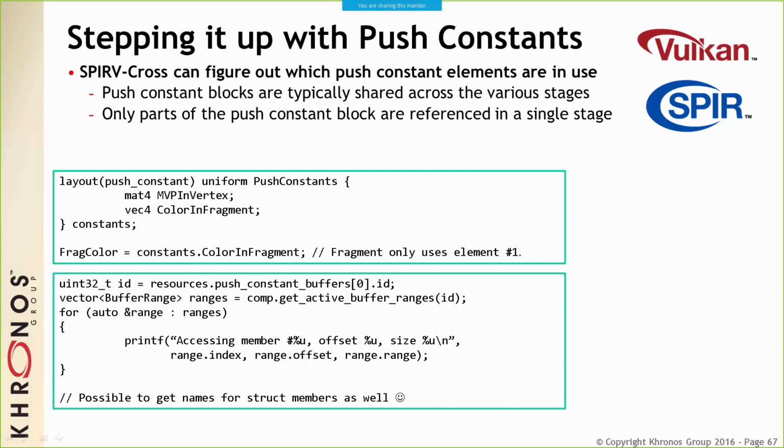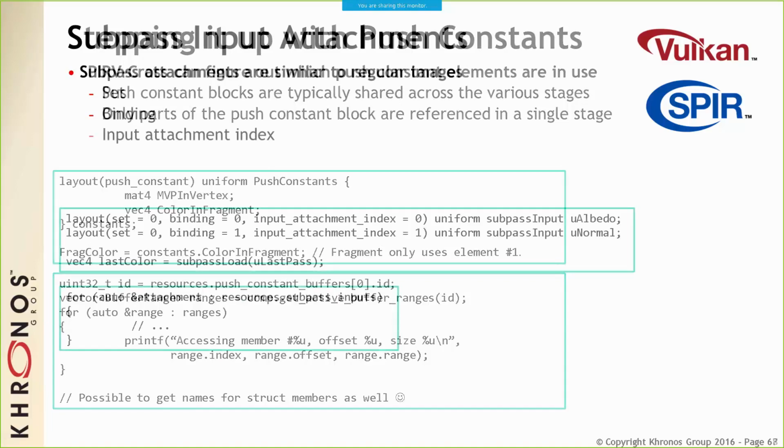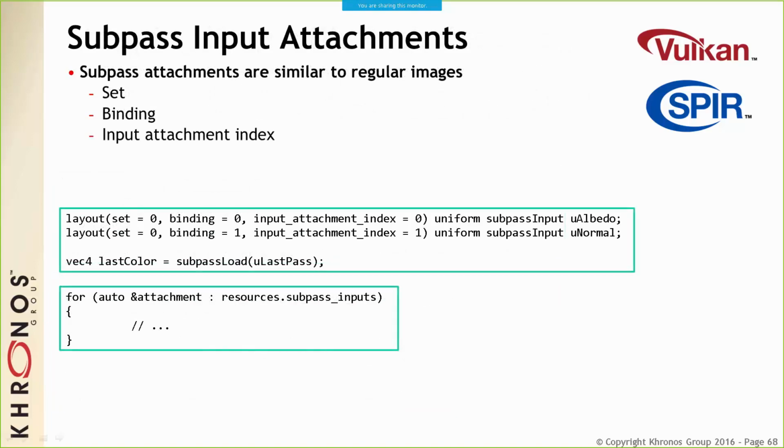For this shader, figure out which members there are actually used by the shader. So if this is a fragment shader, it should only access this one. And we get out here, this is member 1, offset 64, size 16. And we can pass that straight to the pipeline creation. Similarly, for input attachment, instead of set and binding, there's also input attachment index. But we can reflect that as well. We can check, okay, our shader has these subpass inputs, and we can query set, binding, input attachment and give that to the pipeline creation.